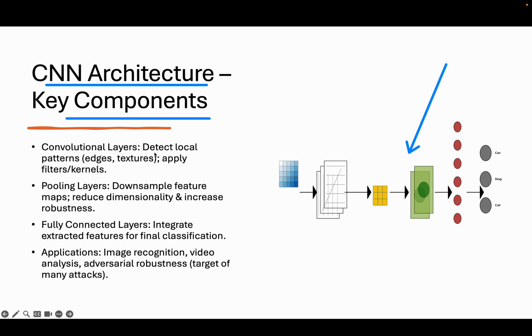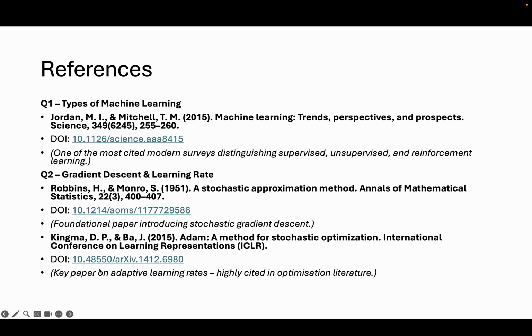The convolutional layers detect the local patterns, the edges, the textures, and here is where you apply filters and kernels. The pooling layers downsample feature maps, which reduces the dimensionality and increases the robustness. And the fully connected layers integrate the extracted features for final classification. The implications are usually in image recognition, video analysis, adversarial robustness, and you can target many attacks with this.